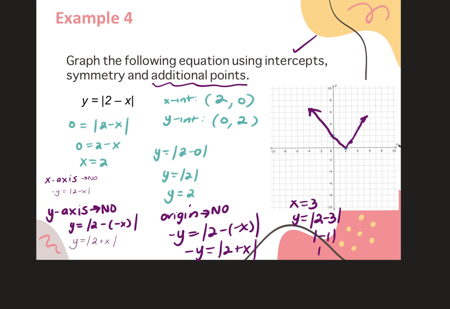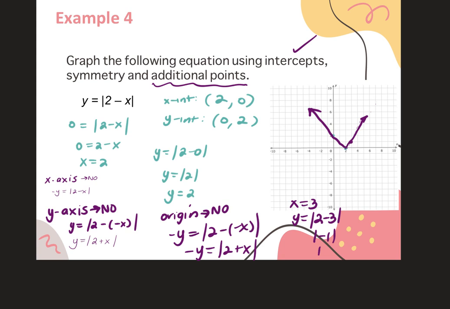How do I know what? I just knew I had to go to the right. I could have literally picked any point to the right. Because it didn't have symmetry over here, which means this graph is going to keep rising that way. So I could plug in points over here, but it's just going to keep going high.